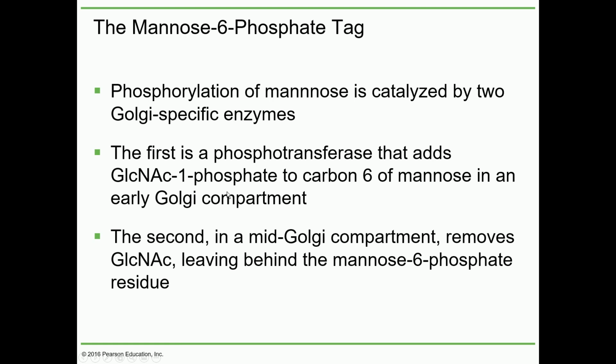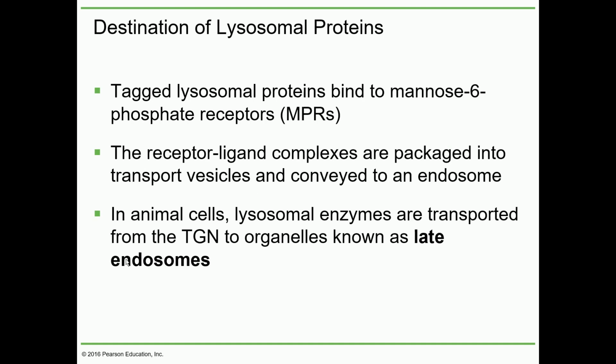So first, to the mannose, this N-acetyl glucosamine phosphate is attached to carbon number 6 of mannose, and then with the help of the second enzyme, this is removed, leaving behind only mannose 6-phosphate. So this mannose 6-phosphate is a tag for lysosomal enzymes.